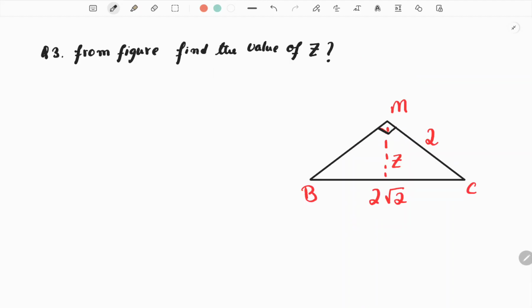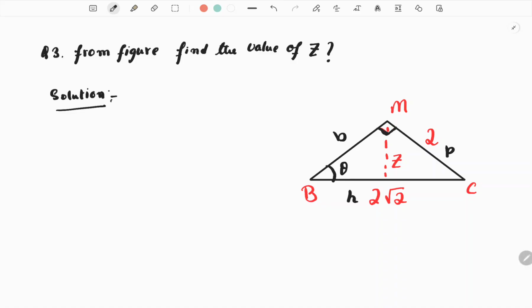So now we'll go to question number 3. From figure find the value of z. So in this figure, let us assume that this angle is the measuring angle. Therefore, the side which is opposite to the measuring angle we will mark as P. The side which is opposite to 90 degree we will mark as H, and the other side BM we will mark as B. So here, first of all, we'll find out the value of B.